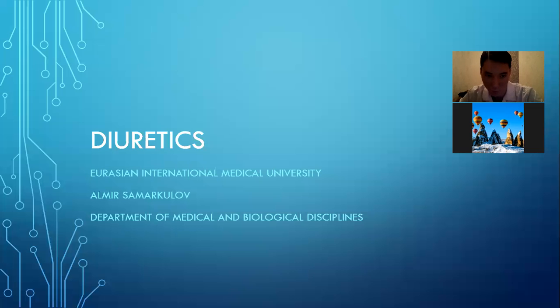Now, the diuretics chapter is actually related with urine. Urine is going to be increased, in order to decrease the amount of fluid that is found in the blood. So, these are called diuretics. These types of drugs are named diuretics.